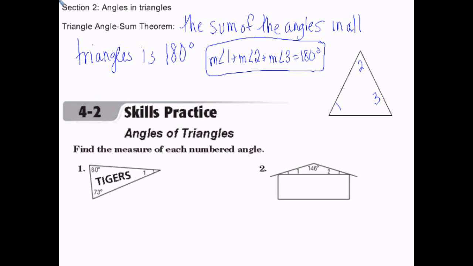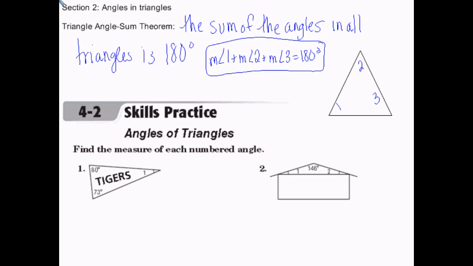Our triangle angle sum theorem, and you guys probably already knew this, but if you add up all the angles in a triangle, it's always 180. It doesn't matter if it's an itty bitty tiny triangle or a triangle the size of the planet, it's still 180. And we can use that to find missing angles.